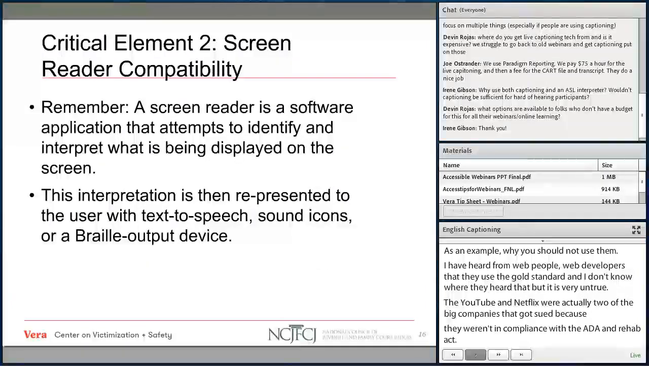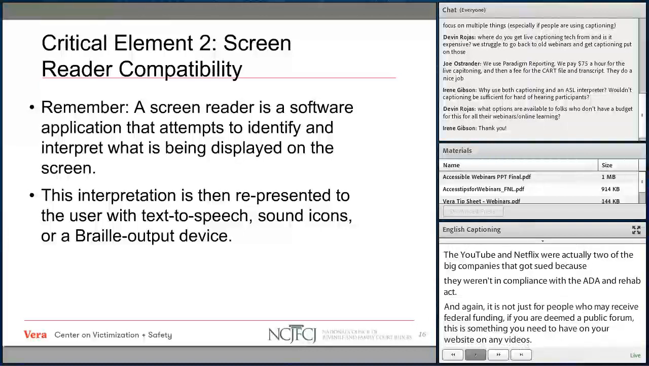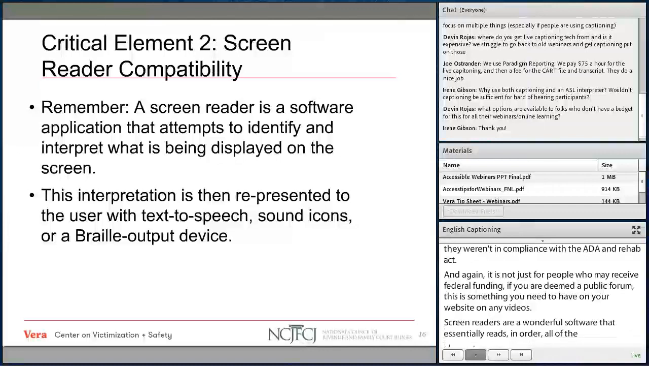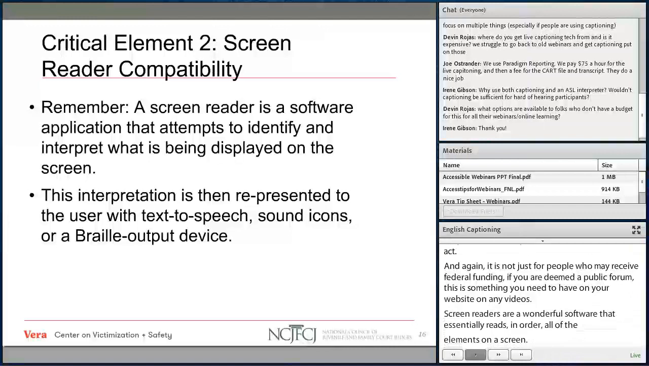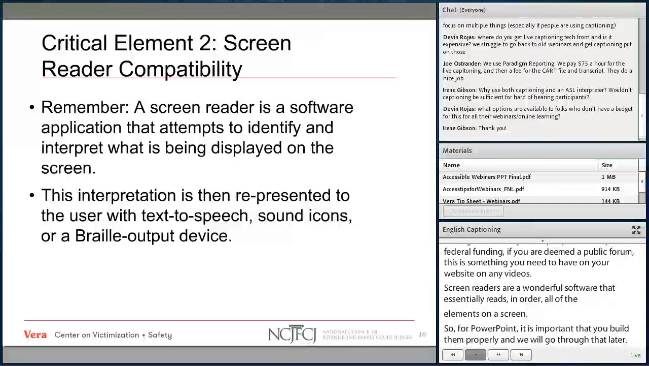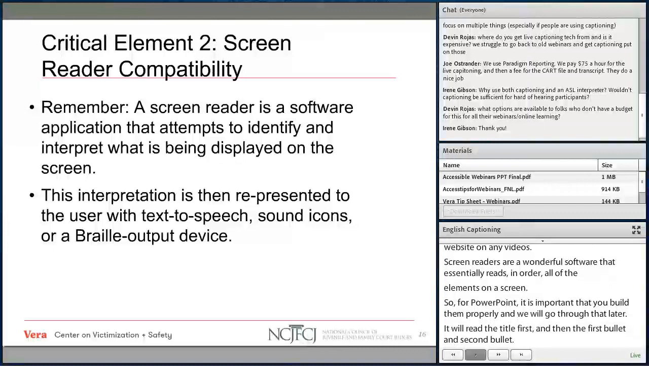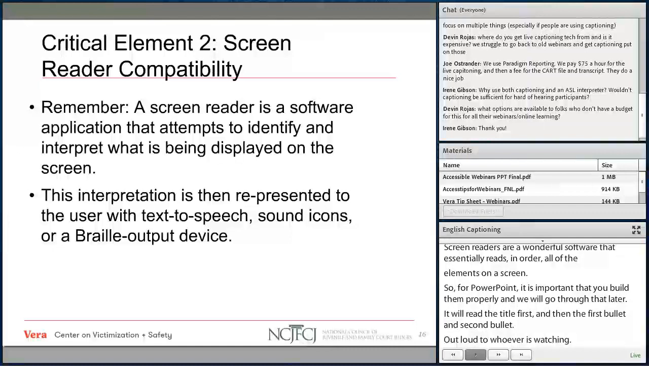Screen readers are a wonderful software that essentially reads in order all of the elements on a screen. So especially for PowerPoints, it's really important that you build them properly, and we'll go through that a little later. But it will read the title first, and then the first bullet, and then the second bullet out loud to whoever is watching it. Having a platform that is accessible to multiple types of screen readers is really important.